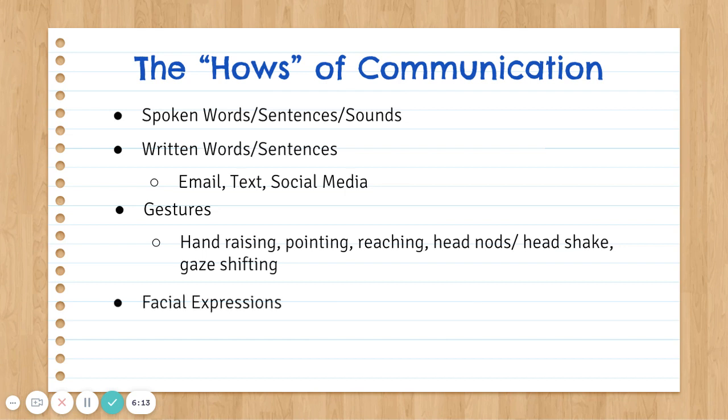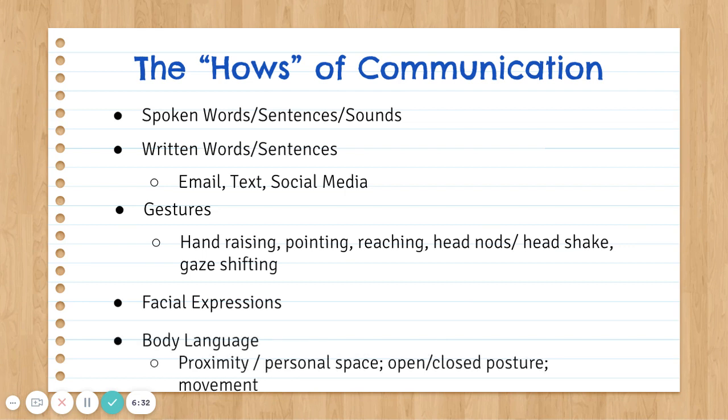Next is facial expressions. So things like smiles, frowns, smirks, annoyed looks on your faces. All valid ways to communicate. Obviously, some are more expected than others, so we do need to keep that in mind. But these are also all valid hows of communication. And finally, we have body language.